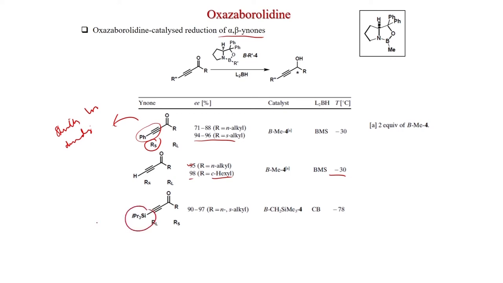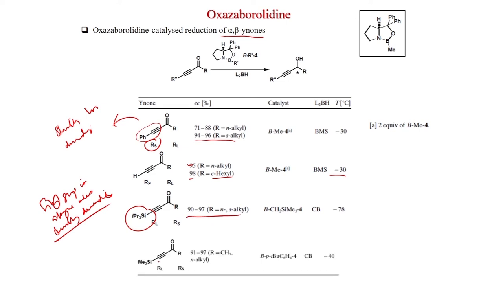If a silyl group is present, then this becomes RL. So, a silyl group in the alkyne makes it sterically demanding. So, this is important. Then this becomes RL. So, you get the opposite stereochemistry here, but the ee is still very high, 92-97% ee. And here also the trimethylsilyl group is present, this is also RL, and with n-alkyl or CH3 you get 91-97% ee at minus 40 degrees centigrade.